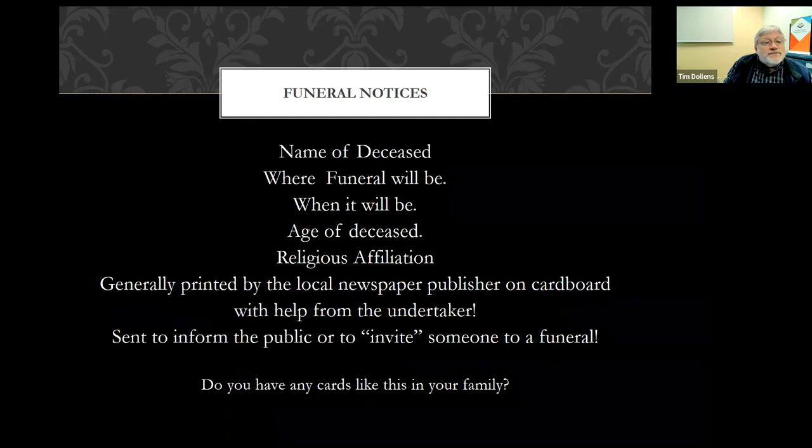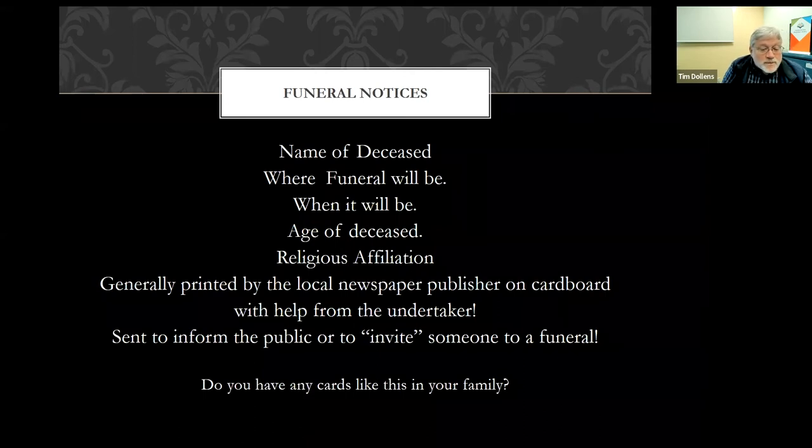So on a funeral notice, here's the kinds of records that you would actually have about your ancestor: the name of the deceased, where the funeral is going to be, when it will be, the age of the deceased. You'll more likely get their religious affiliation. They're generally printed, like I said earlier, by the local newspaper publisher or on cardboard, and often with help from the local undertaker, who was also the furniture dealer at that time. Get your buggy and your table and chairs and bedstead at the same place that you get your coffin.